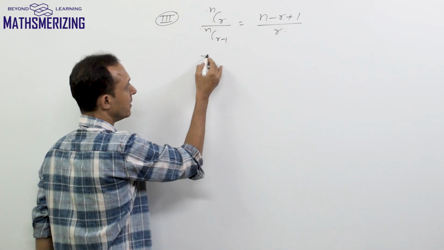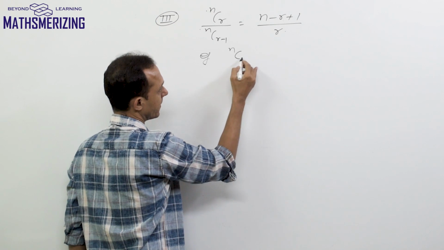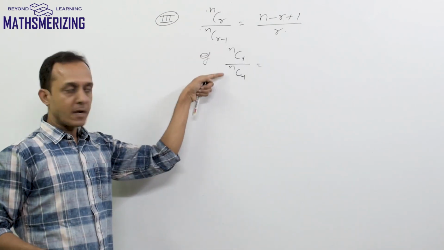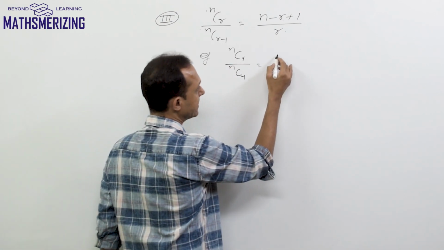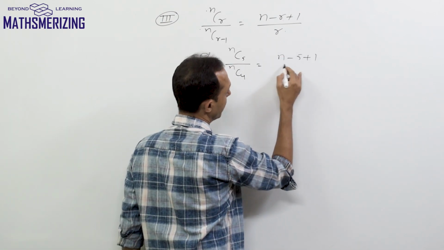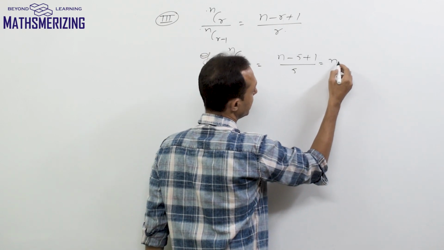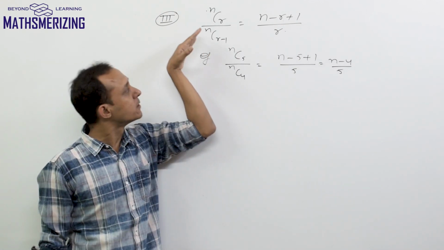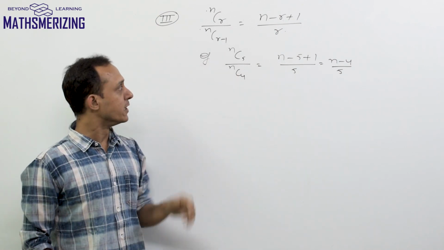So for example, suppose I have this expression which is nC5 upon nC4. So n is same, r differs by 1. So I'll simply write it as n minus 5 plus 1 upon 5. So it will be simply n minus 4 upon 5. Most of the time we'll use this property for simplifying the calculation.